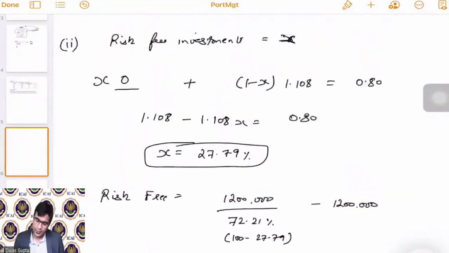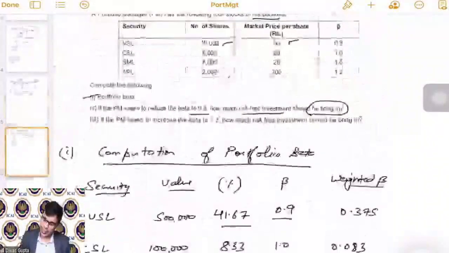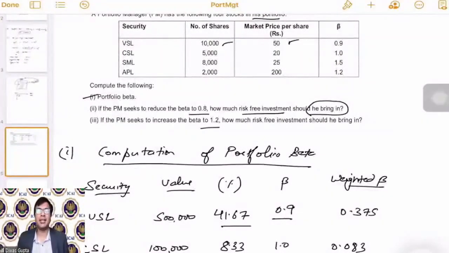Okay, students. Now the third part asks us to calculate, it says, to increase the beta, correct? Now see students, the reduction of beta is very much possible. What you can do is you can just simply take the weights, and bring in some risk-free investment, the overall beta will be reduced. But how to increase the beta? Increasing the beta means that you invest more in the portfolio by borrowing at the risk-free rate, correct?